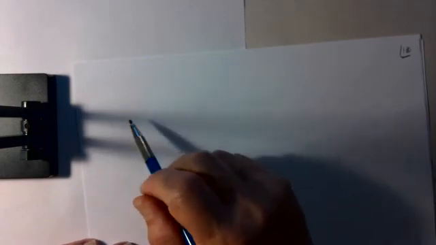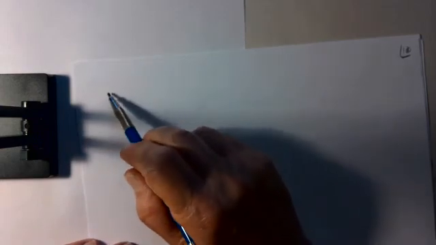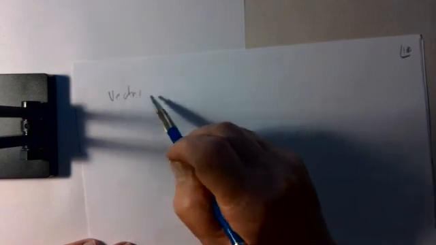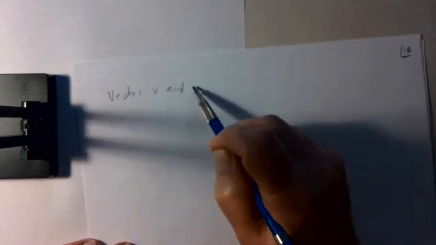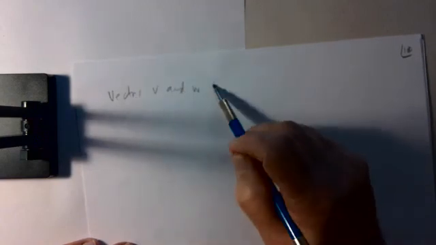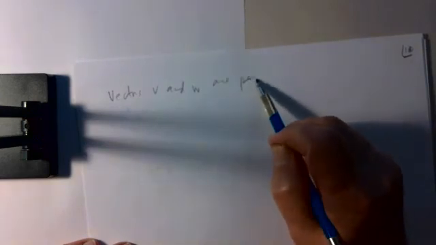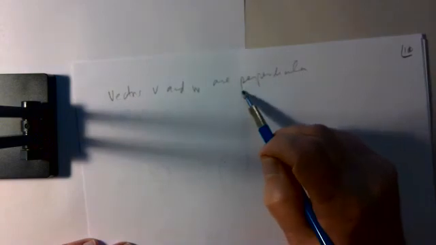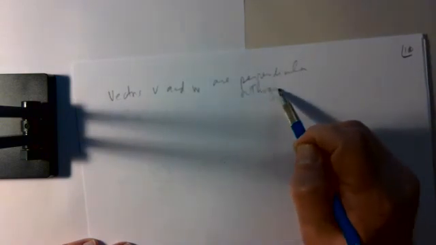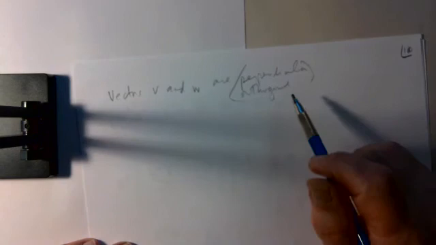While we're dealing with the inner product, there's the following very important notion. We know what it means for two vectors to be perpendicular. So vectors v and w are perpendicular or orthogonal if the inner product is 0.